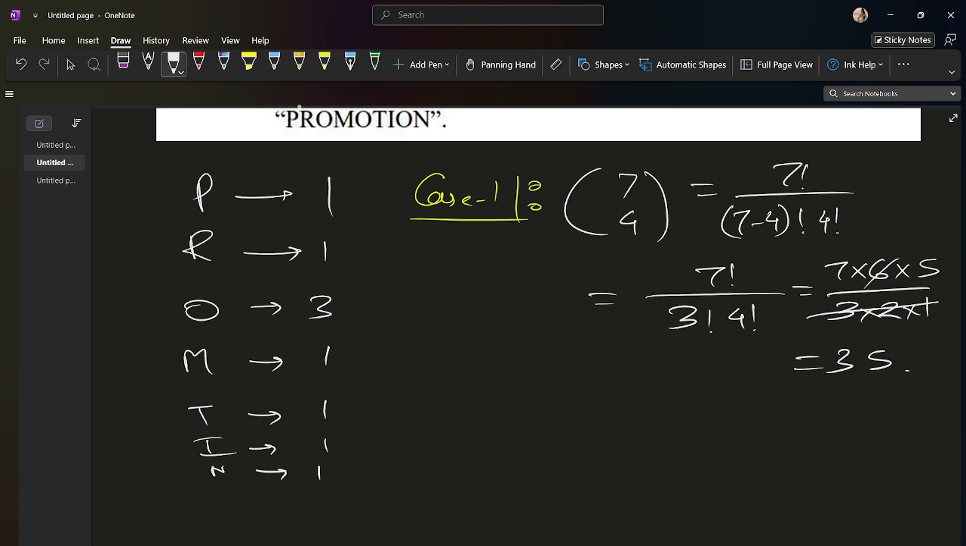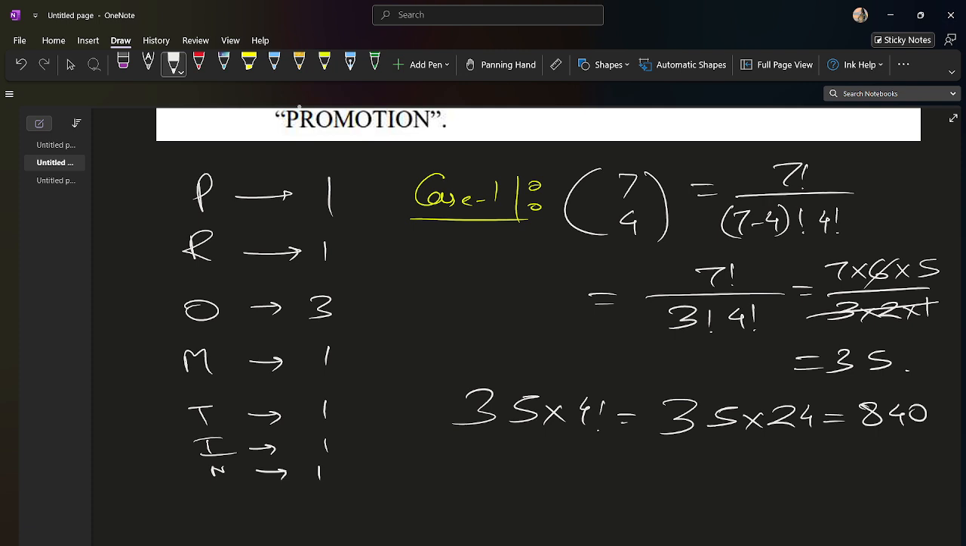So case 1 is telling us that all 4 letters are distinct. Once the letters are chosen, they can be arranged in 4 factorial ways also. So the total number of arrangements will be 35 into 4 factorial, which equals 35 into 24. So that will be 840. This is the total number of arrangements when all 4 letters are distinct.